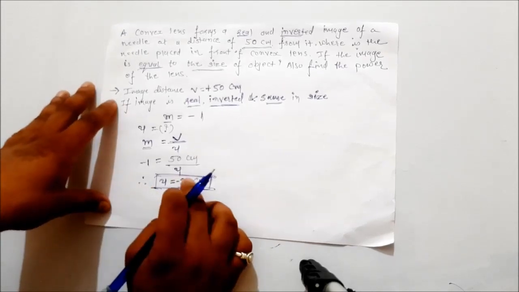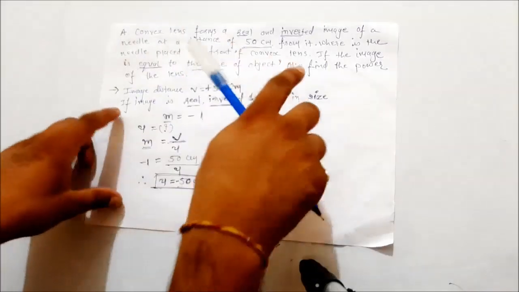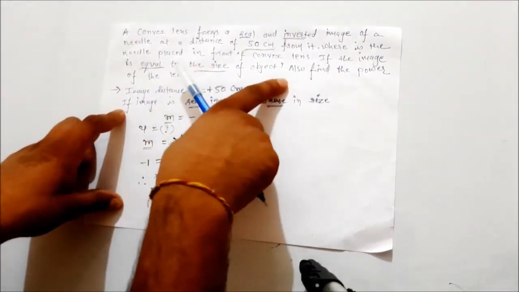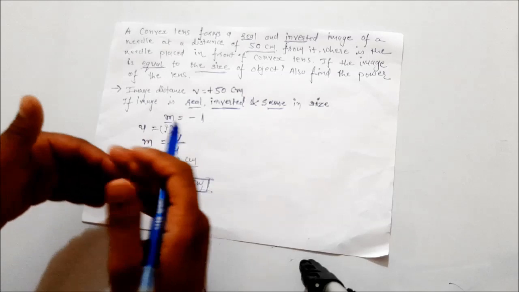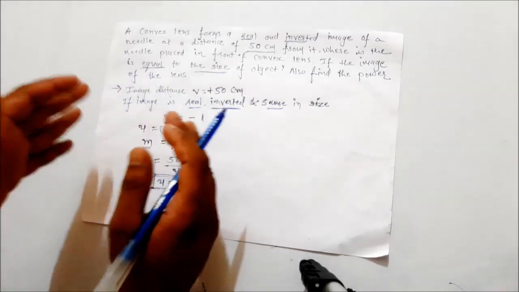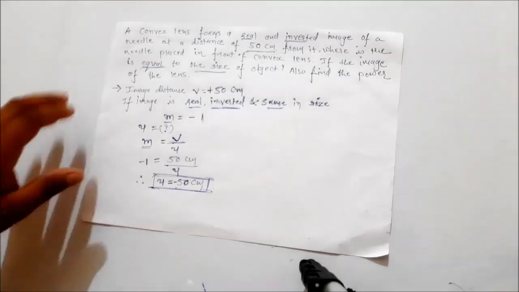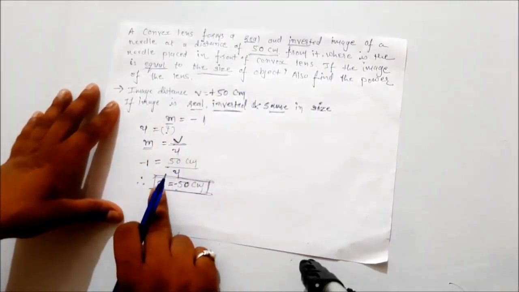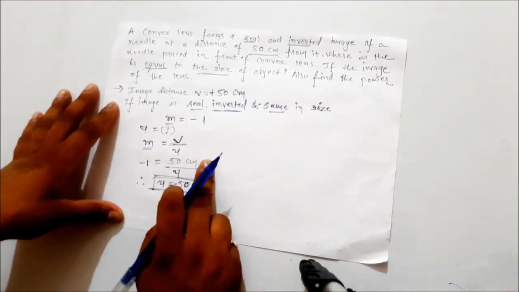Now what we have to find: if the image is equal to the size of object, also find the power of lens. Now how can we find out power of lens? You can do this sum in different ways. You can also use the lens formula. As you have value of v and value of u, you can find out value of f by using 1 upon v minus 1 upon u equal to 1 upon f.